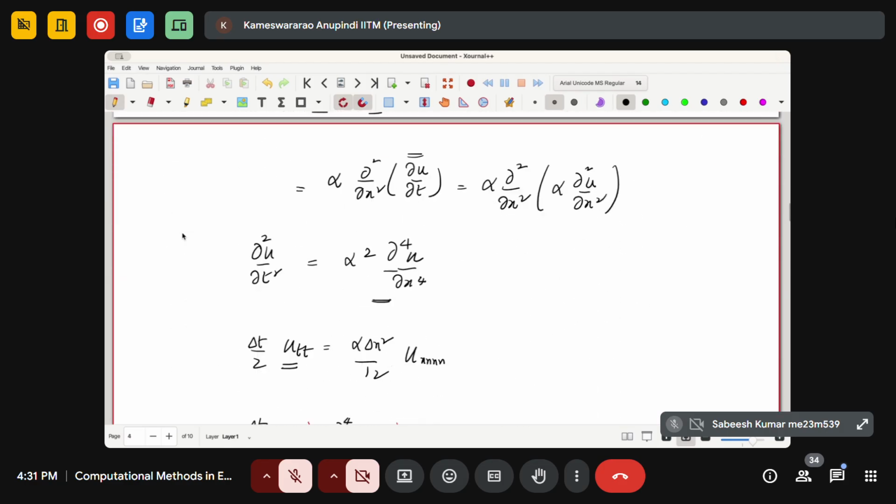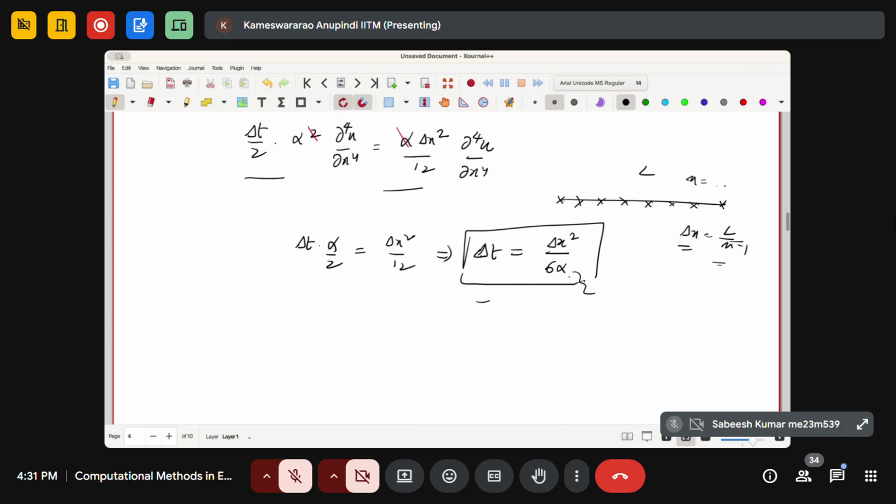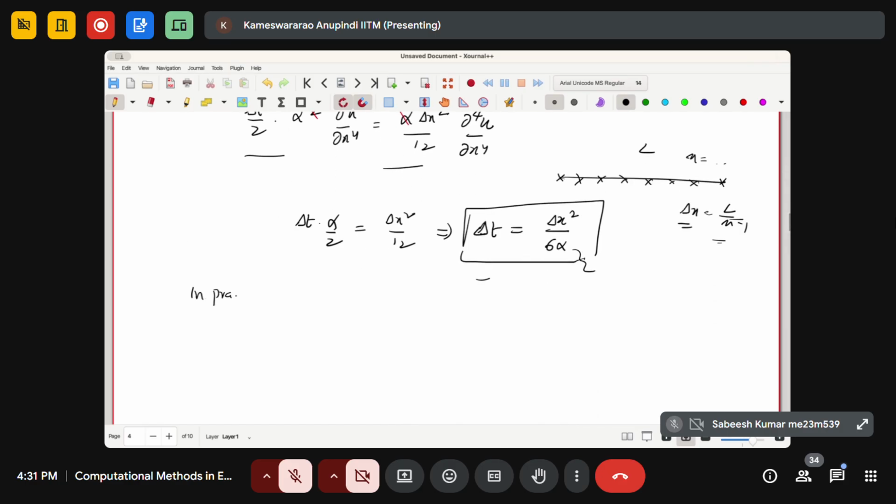But actually this is not quite nice, because in practice the value of Δt will come out too small to be used. You are already dealing with a small Δx, and the square of that is even smaller, and then you are dividing by 6α. As a result, Δt will become prohibitively small. So we won't be able to use it in this sense for bigger problems. For simple one-dimensional problems, we might be able to use it.